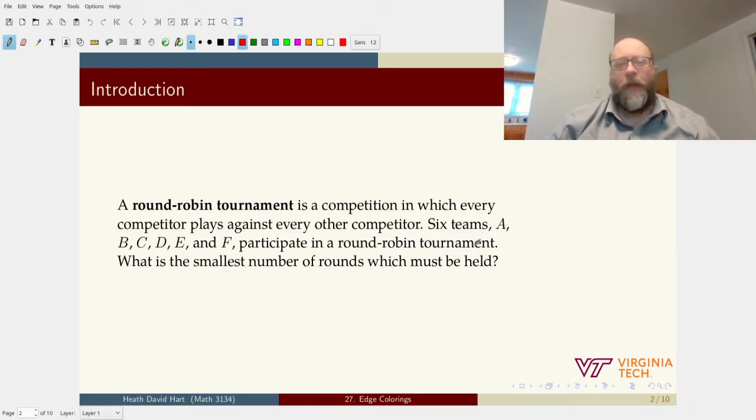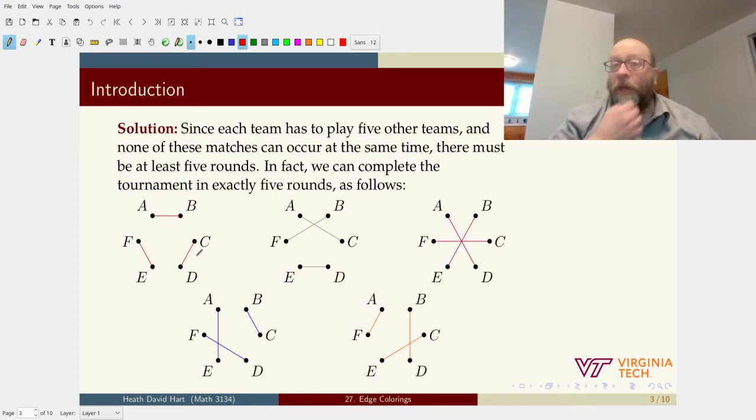Well, clearly we have to have at least 5 rounds because A can't play more than one team in the same round. So in one round A might play B, and in another round A might play C, and in one round A might play D. But then we also have to schedule all the other teams. But it turns out we can do this in exactly 5 rounds.